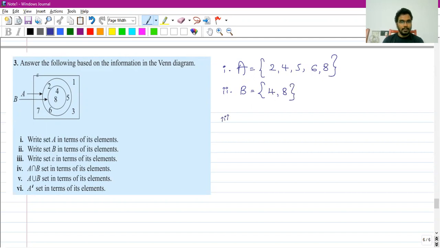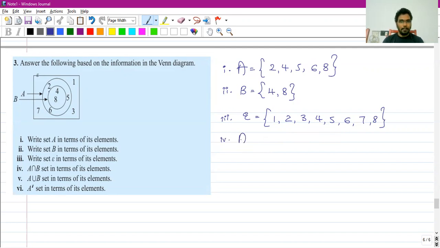Third part, write the universal set in terms of elements. Universal set means this whole rectangle. We can write the elements 1, 2, 3, 4, 5, 6, 7, and 8. Shall we see? Yes, there are 8 elements inside this universal set, or the rectangle. So we can write all these numbers or the elements like this.